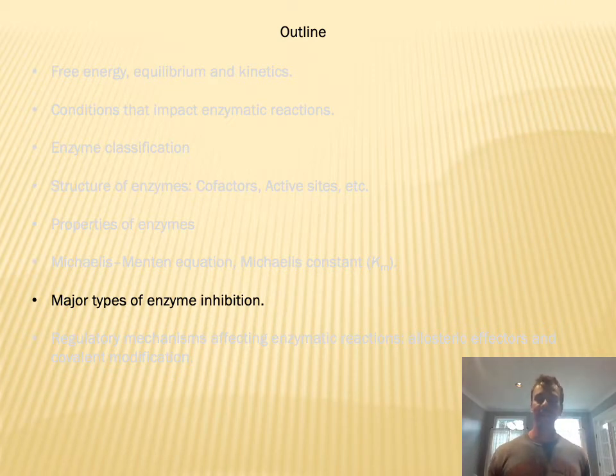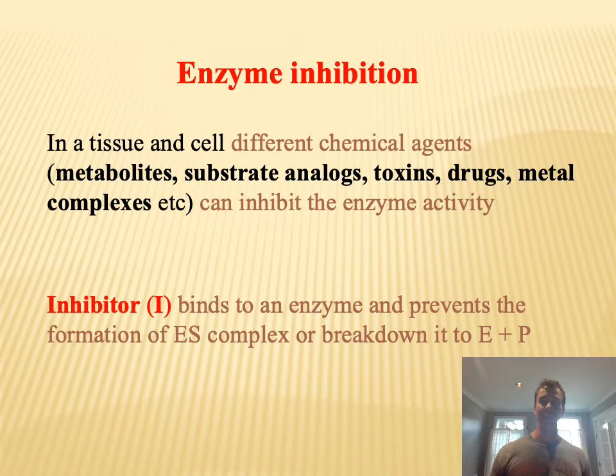Let's talk through the major types of enzyme inhibition. These are important because small molecule drugs are enzyme inhibitors, antibiotics are enzyme inhibitors. So a lot of the pharmaceutical industry is based around inhibiting enzymes with small molecules. Let's try to understand the mechanisms of enzyme inhibition.